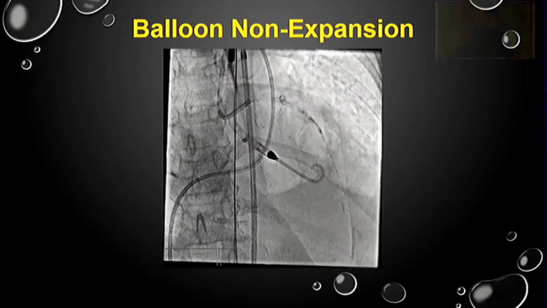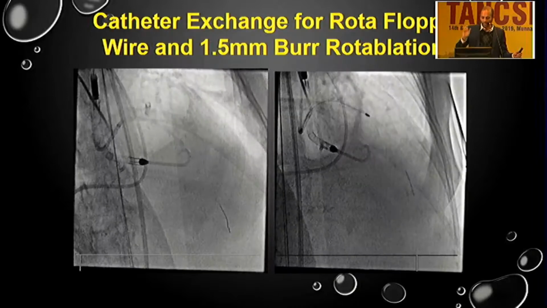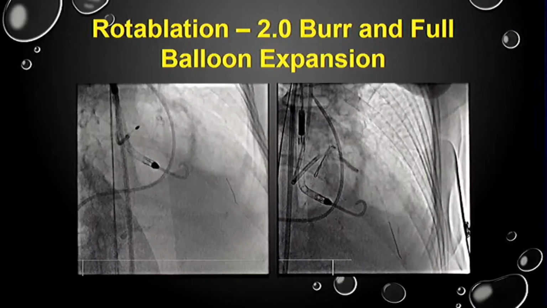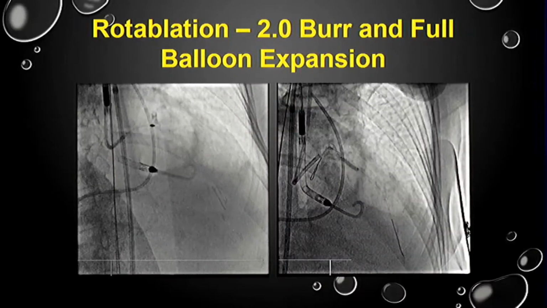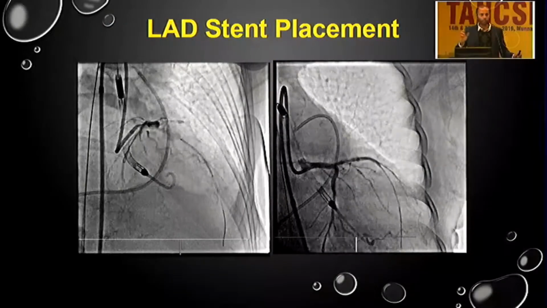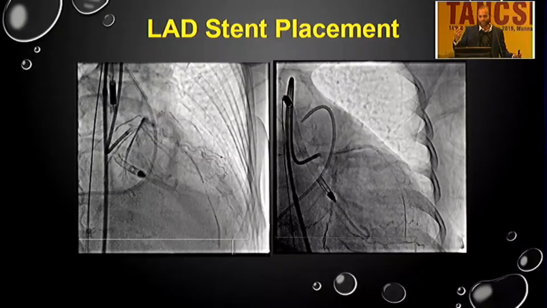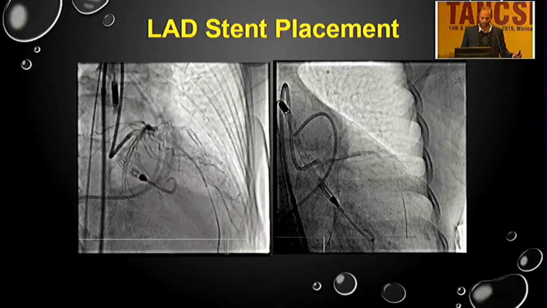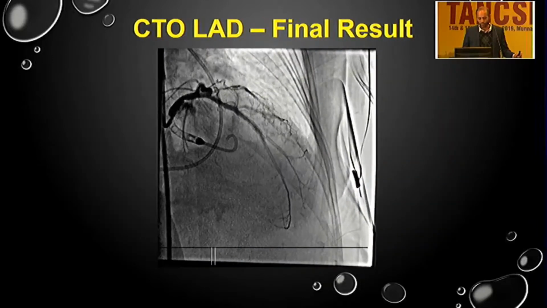Once that was done, the balloon still didn't expand. We were now able to get a rota wire down, do a 1.5 burr, 2.0 burr, and finally get good stent balloon expansion. Now again, we have OPN in this country now, so it makes things a little bit easier after maybe a 1.25 or a 1.5 drill. So this is the final result post-stenting.